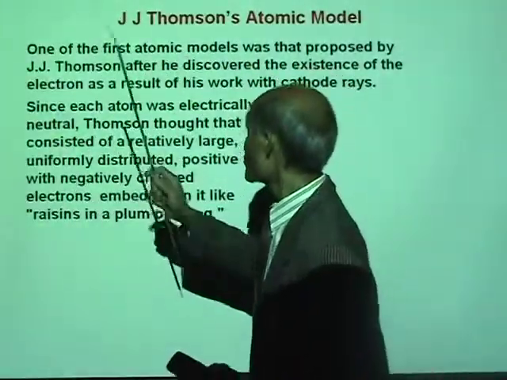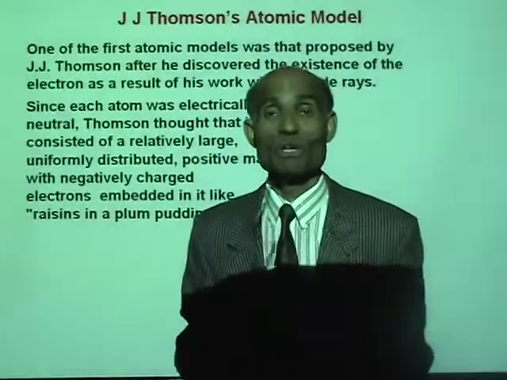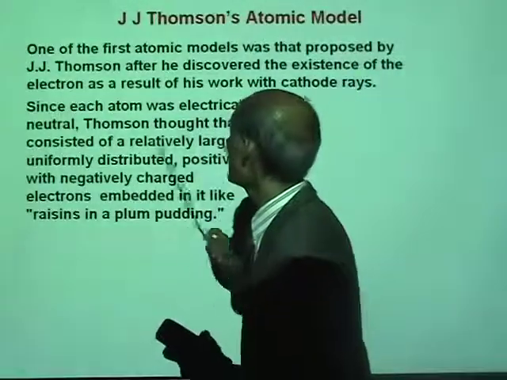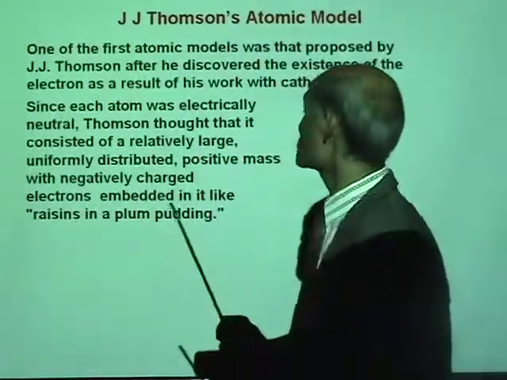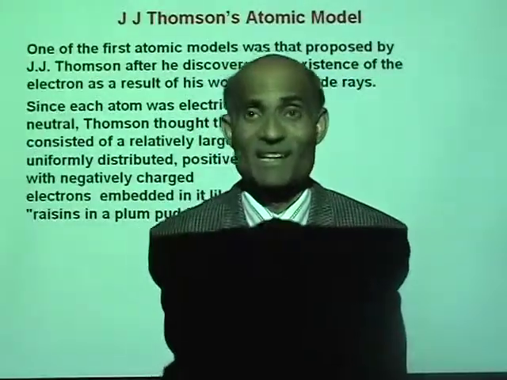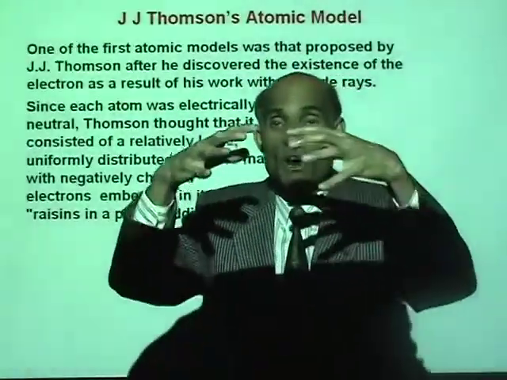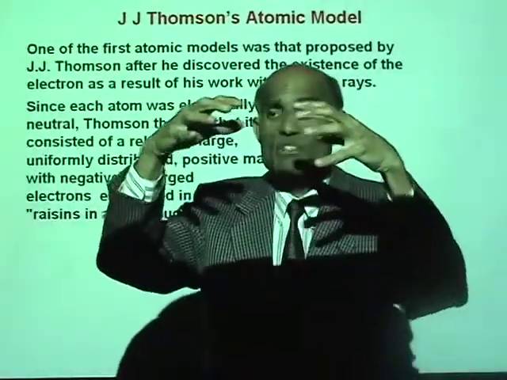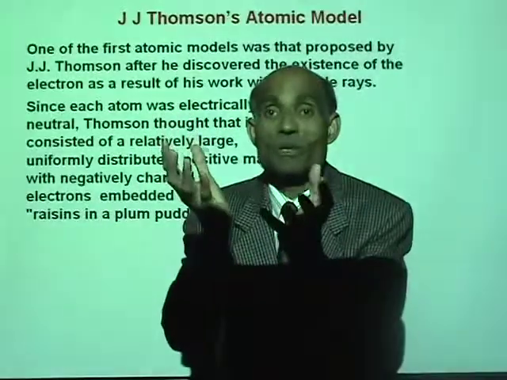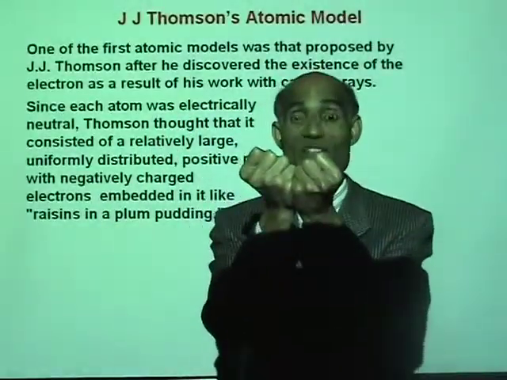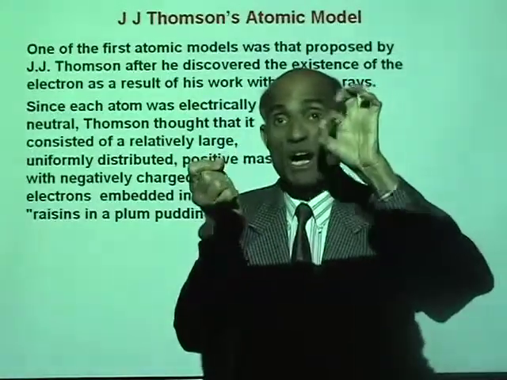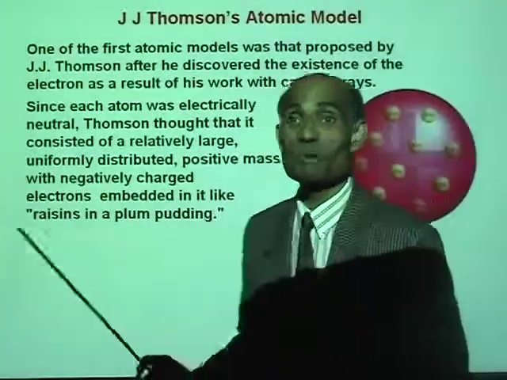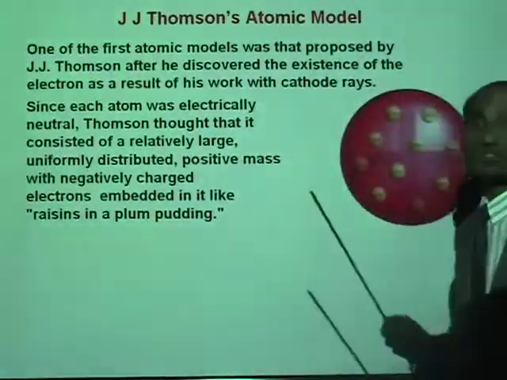So, since each atom was electrically neutral, Thomson thought that it consisted of a relatively large, uniformly distributed positive mass. So this is the picture of the atom Thomson proposed. He said an atom is a relatively large, positively charged mass, and these electrons are sort of distributed inside this mass. A beautiful picture. Look at Thomson's picture of the atom.